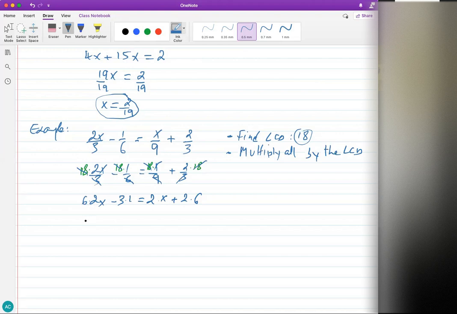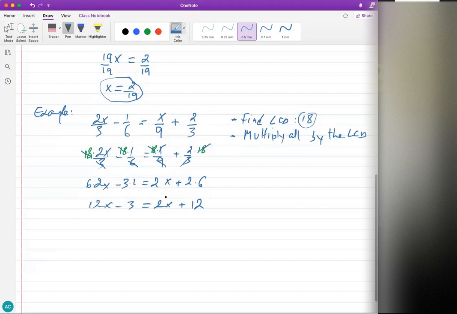Okay, let's do the multiplication now. That's 12x minus 3, 2x plus 12. Okay, so at this stage, we have numbers and x on this side, also x and numbers on this side. If you recall from the previous lecture, what exactly do we do now at this stage?